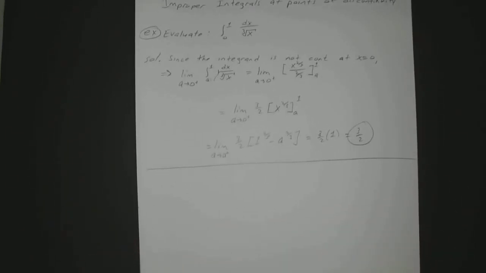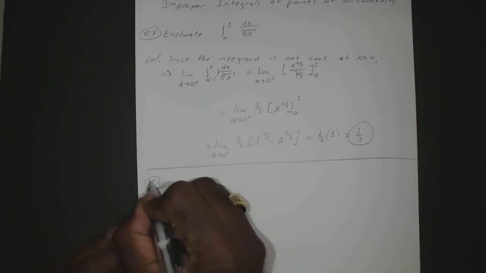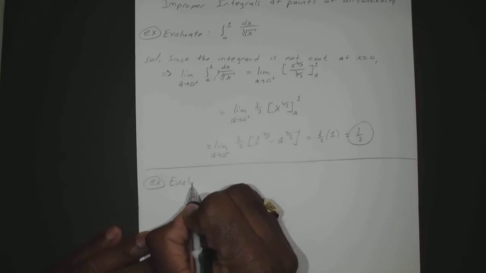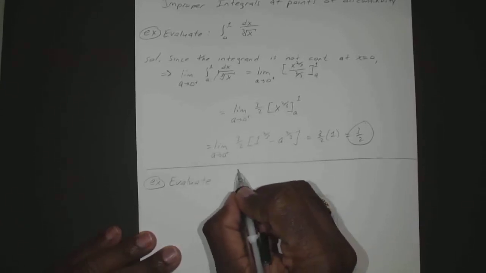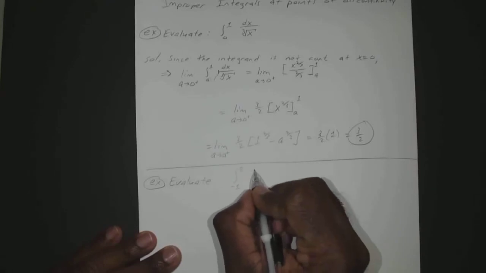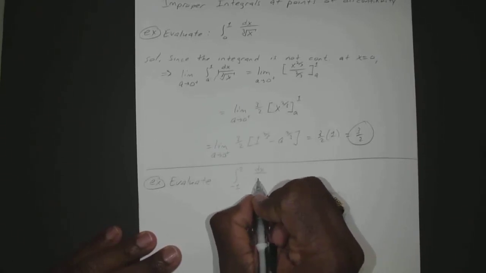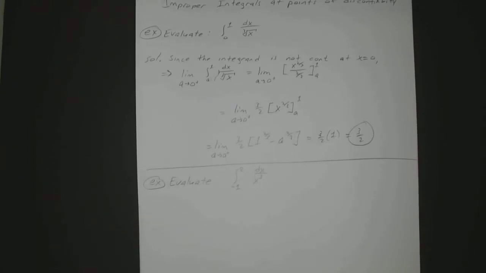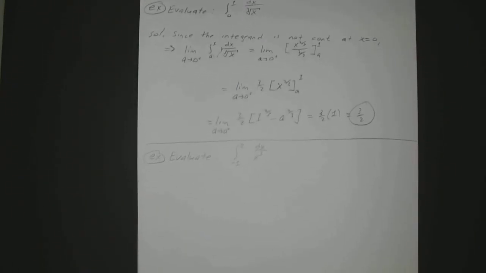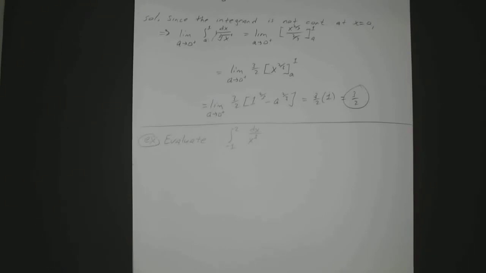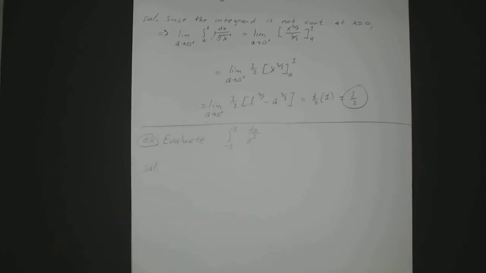Okay, so let's say, for example, we wanted to evaluate the integral from -1 to 2 of dx over x cubed. Okay. So we know it's continuous everywhere between -1 and 2 except 0. So that just means we have to go from -1 to 0, then from 0 to 2.